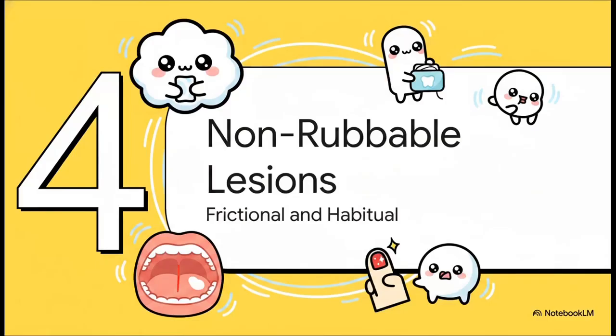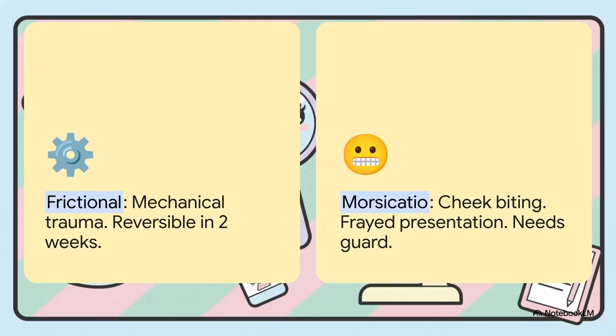Moving on to Section 4, non-rubbable lesions, looking at frictional and habitual causes. Let's compare two trauma-induced lesions that are closely related. Frictional keratosis is a reversible white plaque caused by obvious mechanical trauma. Think of a rough denture flange rubbing the gums or a sharp, broken tooth cusp. Histologically, it's just hyperkeratosis, literally the body building up a callus to protect itself. File down that sharp edge, and it resolves in 2 weeks.